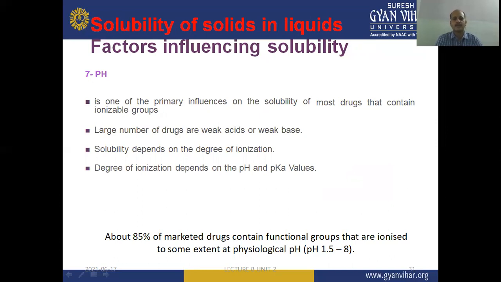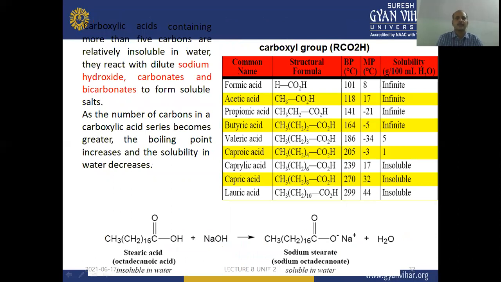About 85% of the marketed drugs contain functional groups that are ionized to some extent at physiological pH, within the range of 1.5 to 8. When we go through different examples, carboxylic acids containing more than 5 carbons are relatively insoluble in water. They react with sodium hydroxide, carbonate, and bicarbonate to form soluble salts. For example, stearic acid is practically insoluble in water, but when it reacts with sodium hydroxide, it forms the sodium salt, sodium stearate, which is readily soluble in water.